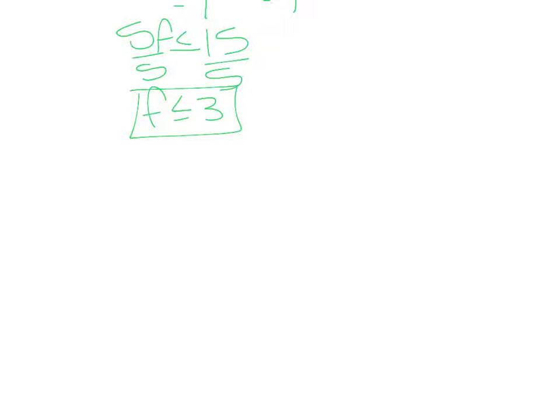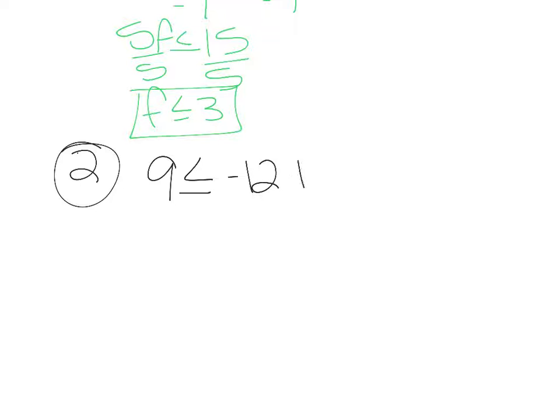Okay, let's try another one. Number 2. 9 is less than or equal to negative 12 plus 6r. Whether you use the onion method or you just know that negative 12 is the first thing that we need to get rid of, we're going to add 12 to both sides. So I have 21 is less than or equal to 6r. And then to get rid of the 6, we're going to divide both sides by 6.